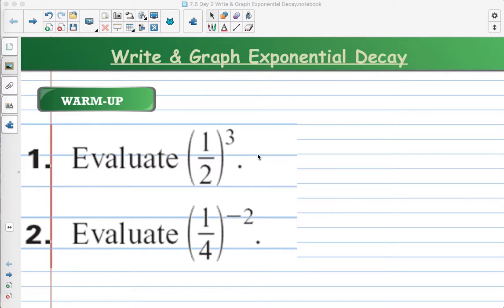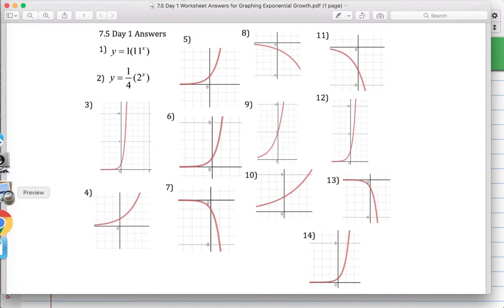If you would please start by having out last night's assignment. Yesterday we began to investigate how to graph exponential functions. We looked at exponential growth functions, and the answers to that are right here. I'll just read them off, and then if you need to, when I'm done reading them off, our guest teacher could pause the video if anybody else needs to see them.